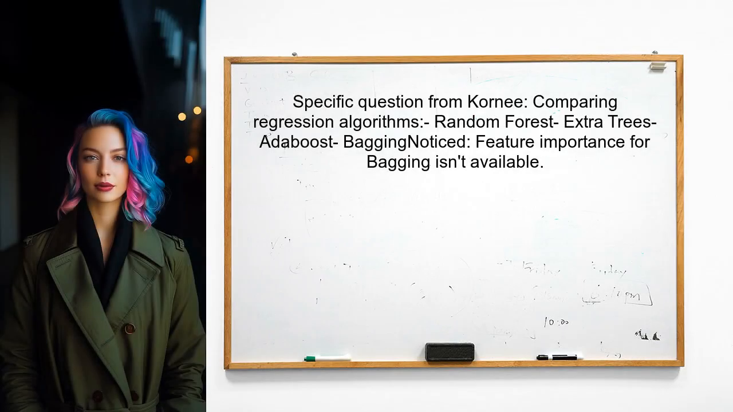Let's take a closer look at the specific question from our viewer, Corny. They are comparing several regression algorithms, including random forest, extra trees, AdaBoost, and bagging. However, they notice that the feature importance for the bagging decision tree isn't available. Sound familiar? Let's explore how to tackle this.